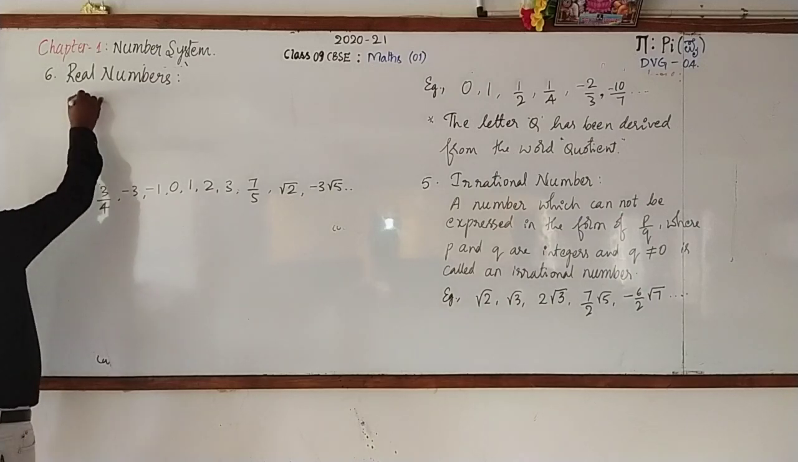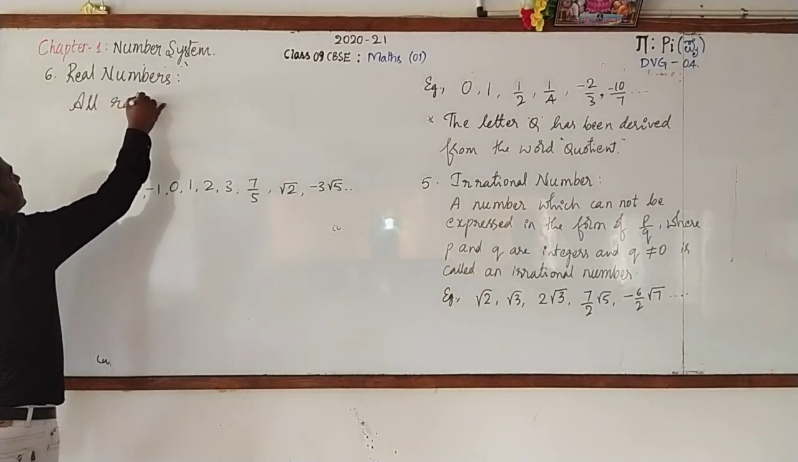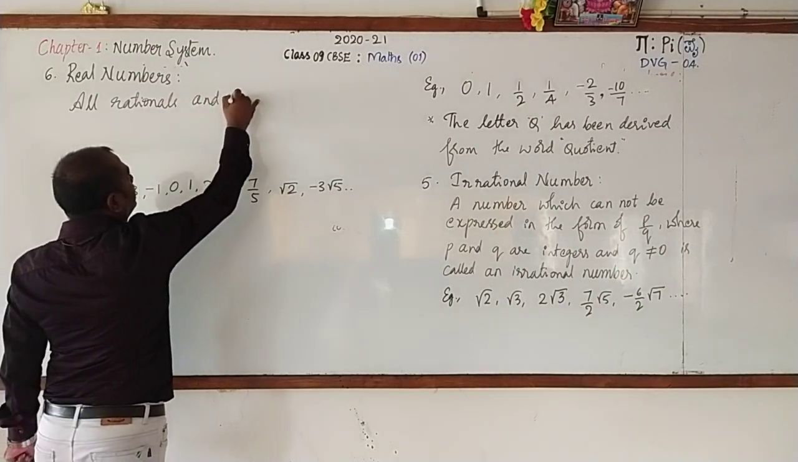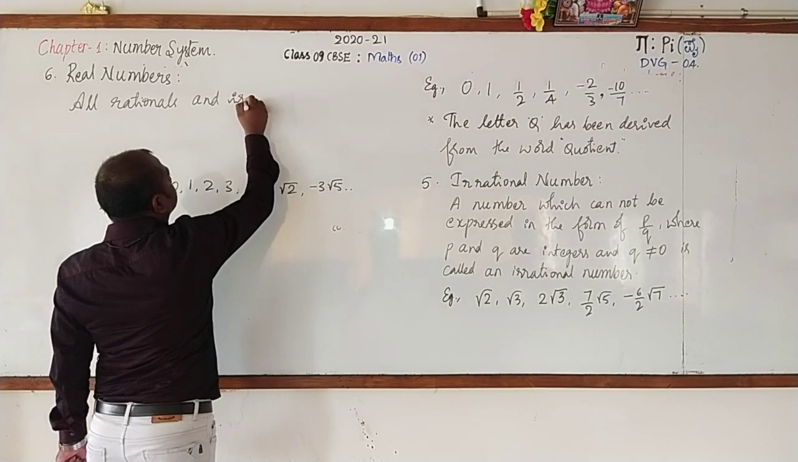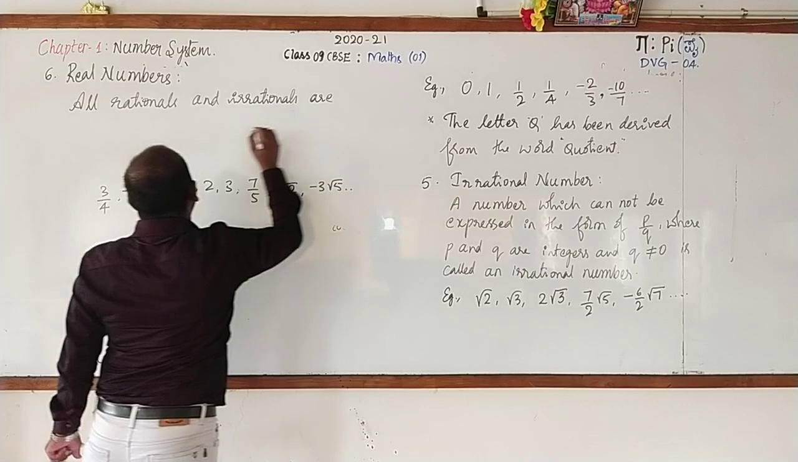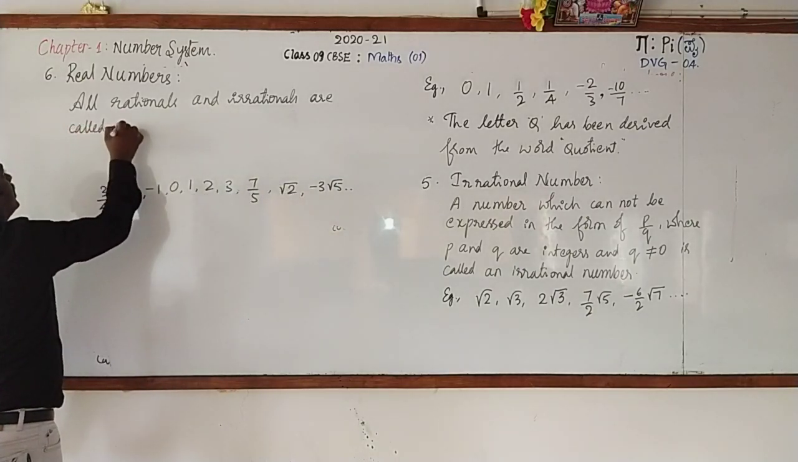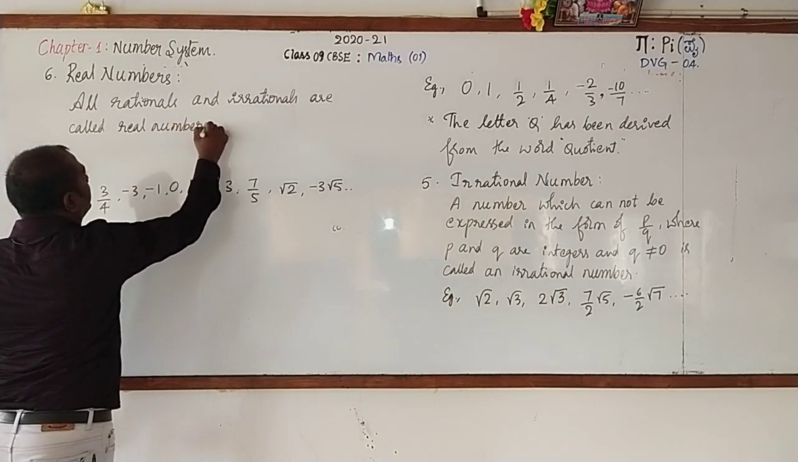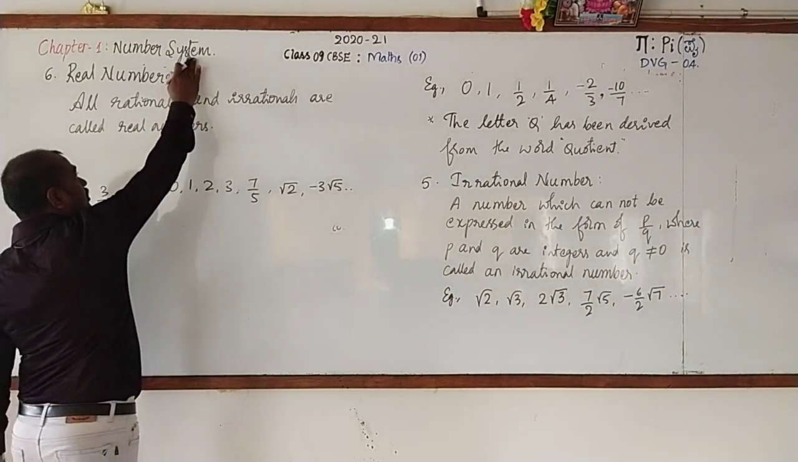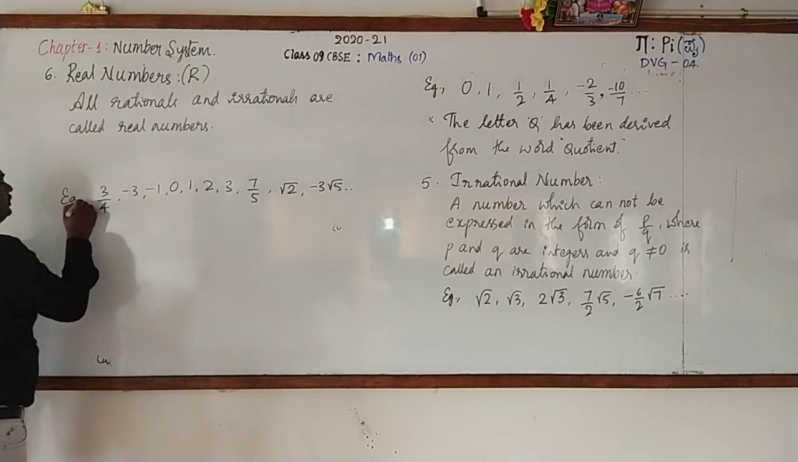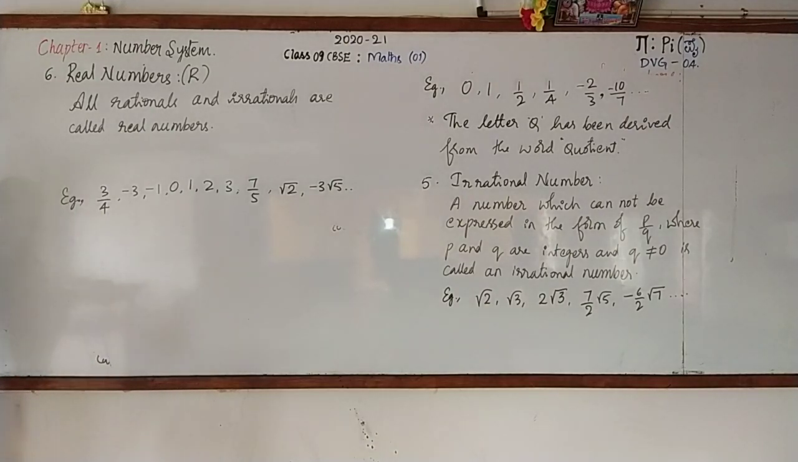Right, all rationals, nothing but rational numbers, and irrationals are called real numbers, and the collection of real numbers is denoted by the symbol capital R. And take down these examples. Copy it.